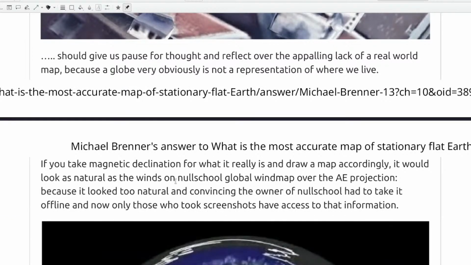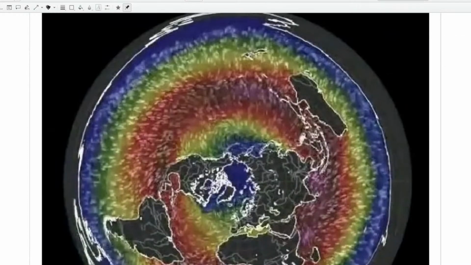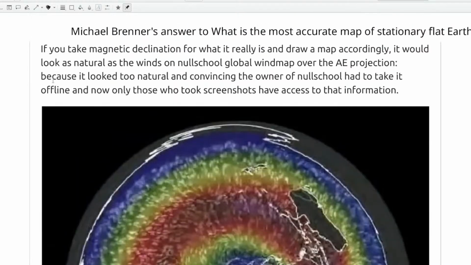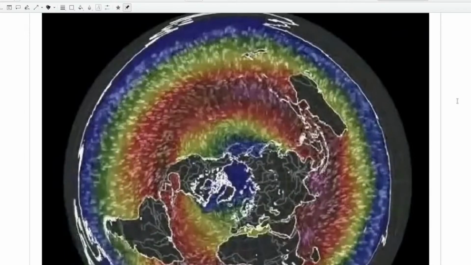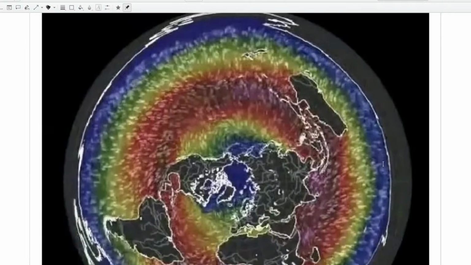If you take magnetic declination for what it really is and draw a map accordingly, it would look as natural as the winds on the Null School Global Wind Map over the AE projection. Because it looked too natural and convincing, the owner of Null School had to take it offline, and now only those who took screenshots have access to that information. Shout out to bobwins.com.